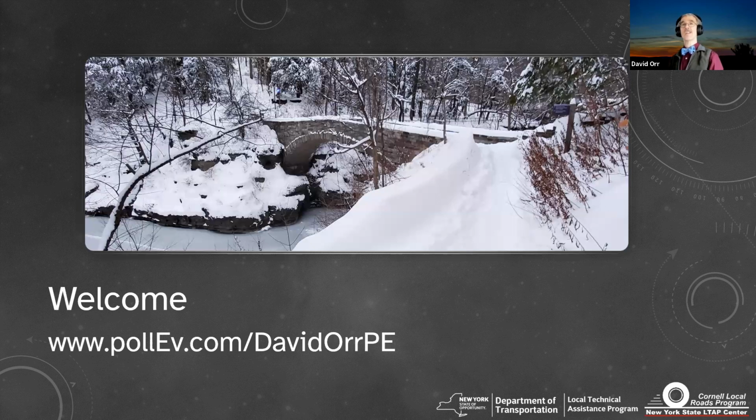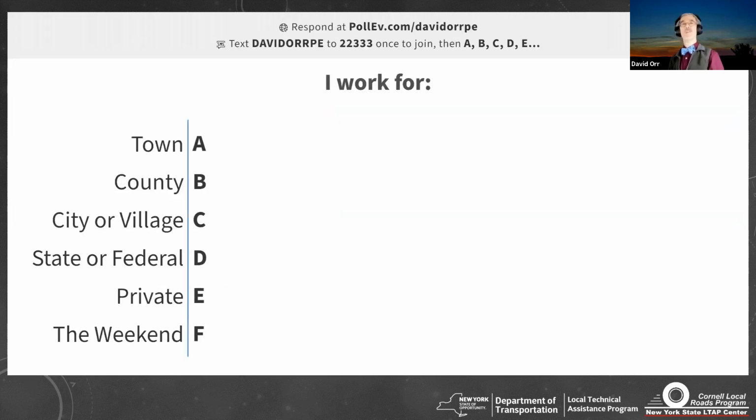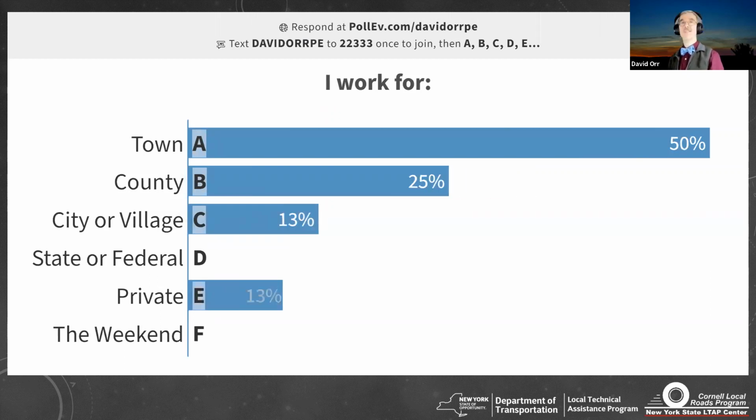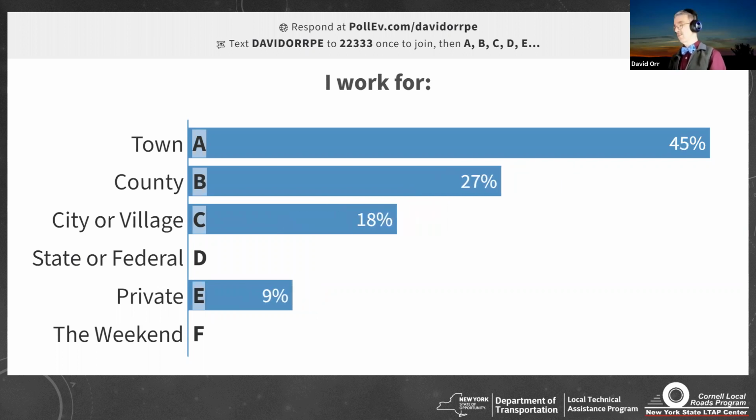So to get started, we're going to ask a few questions about who's on the session today, so I can see who's here, and it might change some of the things that I say, and also to make sure everything's working. So we'll start with who you work for. Do you work for a town, a county, a city or village, state or federal, private, consultant or contractor, or the weekend? So let's see what we get here. Just to give everybody a sense of how this works.